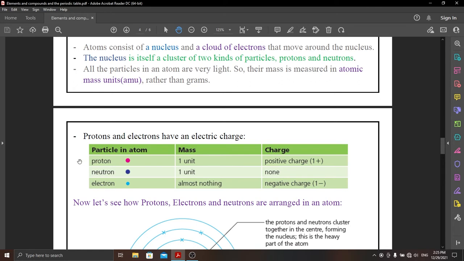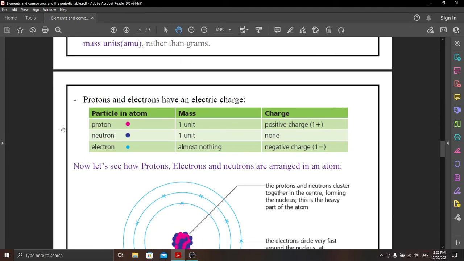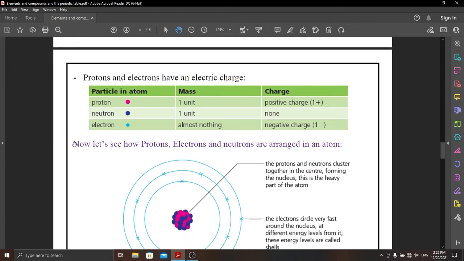So a proton has 1 unit mass and a positive charge. A neutron has 1 unit mass and no charge. It's neutral. An electron has almost no mass and a negative charge. Of course, because we have in the nucleus a positively charged particle, the proton, and around the nucleus a negatively charged particle, the electron, there is electrical attraction between the positive and the negative, which keeps the electrons circulating and moving around the nucleus.